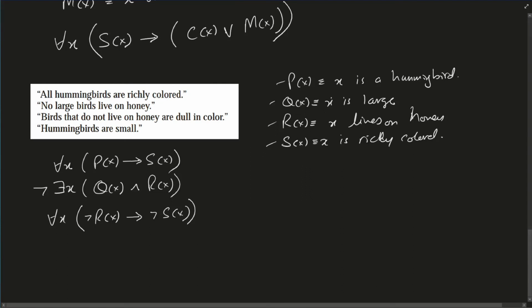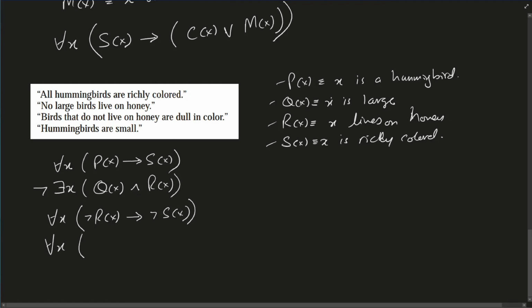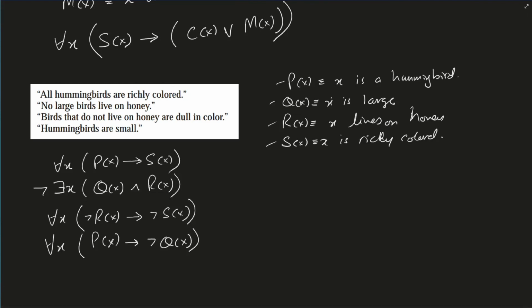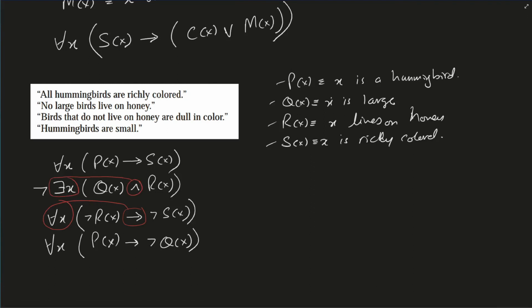The last statement says hummingbirds are small, which also means that all hummingbirds are small. So for every x, if it's a hummingbird, represented by p of x, then it implies that it is small. Small can be the negation of q of x, so not q will be in order over here. Now notice one thing: the implication statement is always associated with the universal quantifier, and the conjunction statement always appears with the existential quantifier.